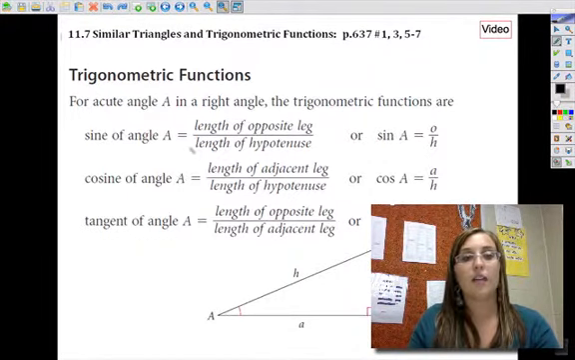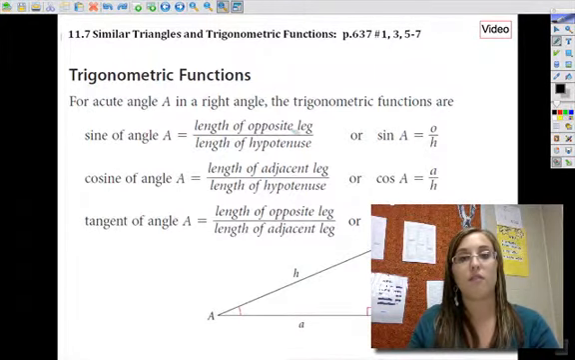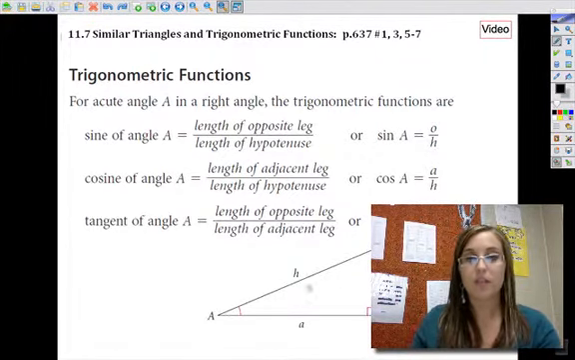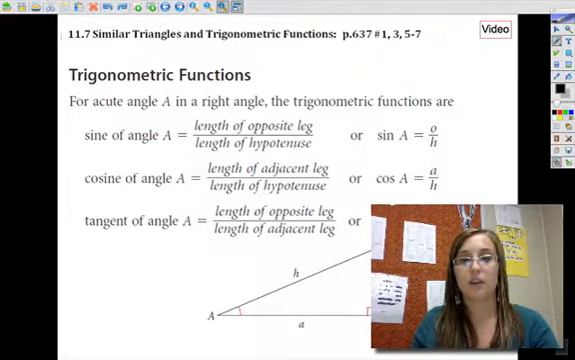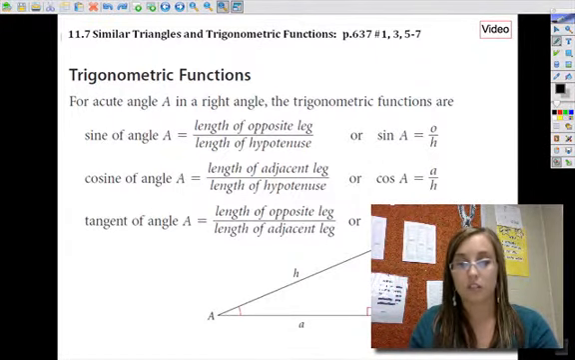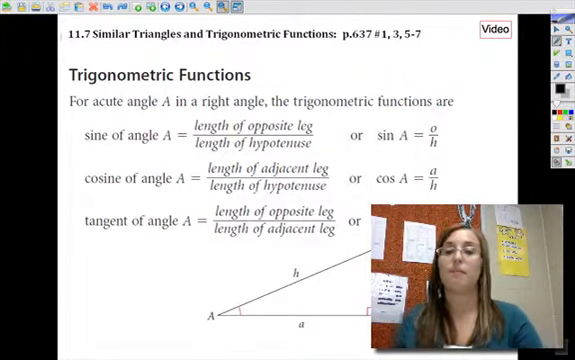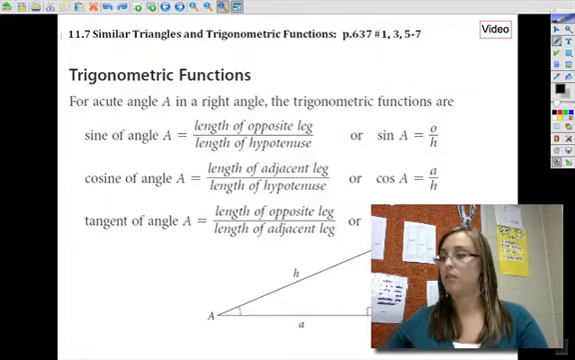So the sine of angle A is defined as the ratio of the length of the opposite leg over the length of the hypotenuse, or shorthand, O over H. The cosine is the adjacent over the hypotenuse, and the tangent is the length of the opposite over the length of the adjacent leg. Okay, so get these written down. I think it'll make more sense once we see an example with numbers. So let me show you what I mean.